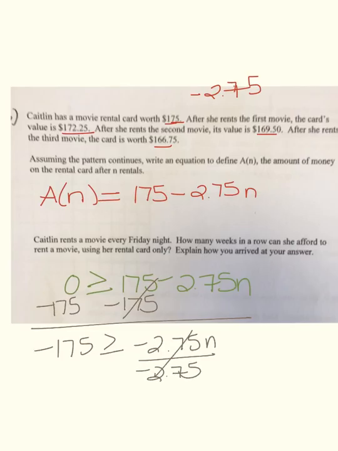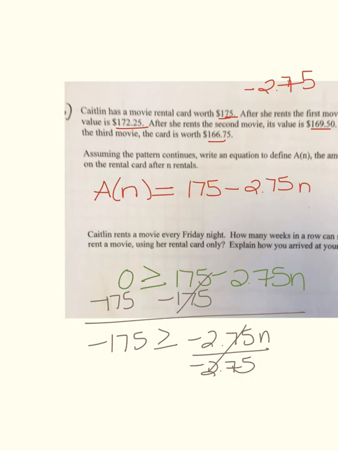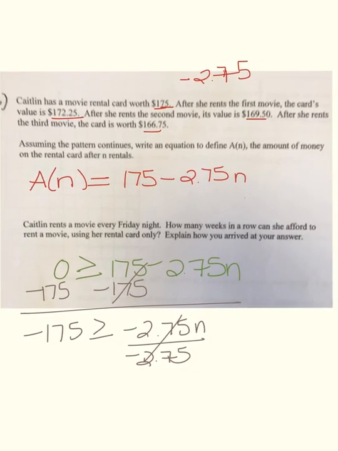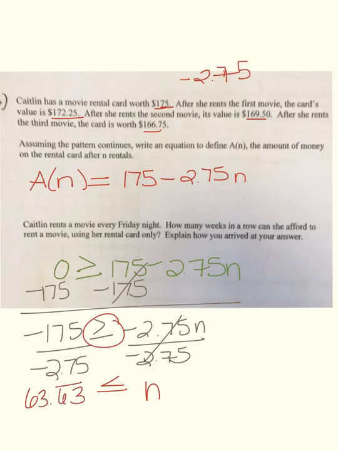However, something has to change with the inequality sign. And hopefully you remembered that it was the direction that has to change. So we get 63 with the 63 repeating. So Caitlin can rent 63 movies. We have to round down. If we go over that to represent the 0.63, then she's not going to have enough money.